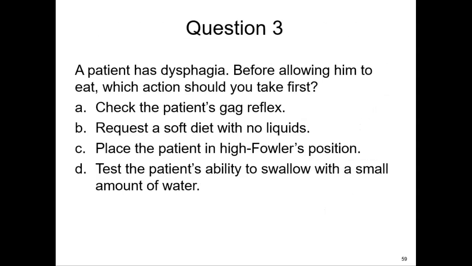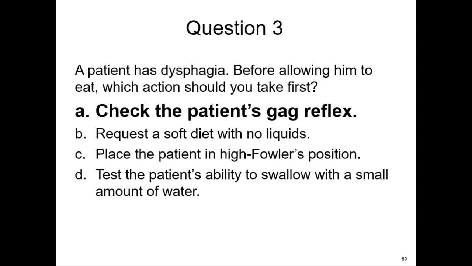So question 3, patient has dysphagia. Before allowing him to eat, what did you take first? And you can read those and pause. Answer is the gag reflex, right? We have to make sure they have a gag reflex before they eat.